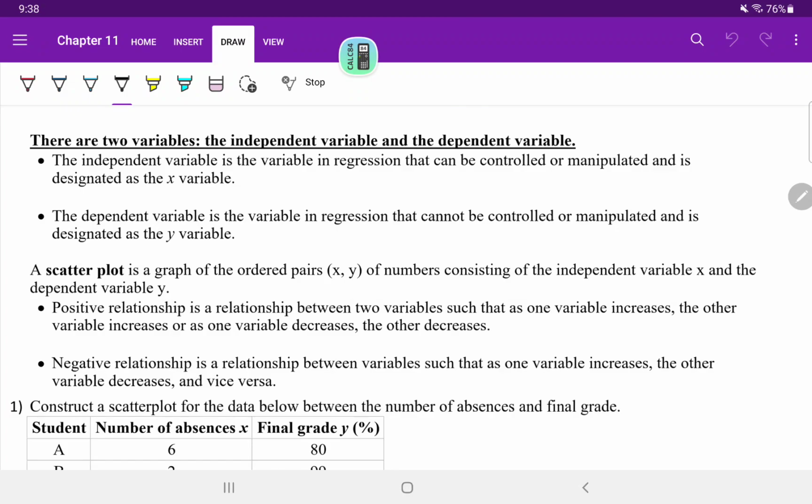Now, there are two variables: the independent variable and the dependent variable. The independent variable is the variable in a regression that can be controlled or manipulated, and it is designated as the x variable. Also, we can say correlation.